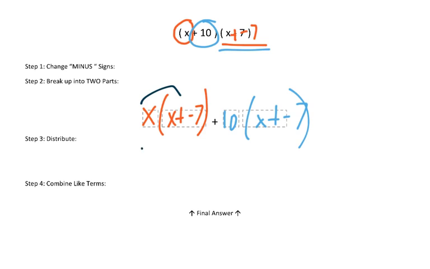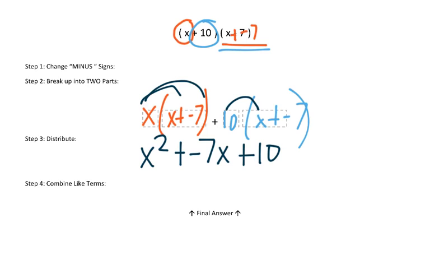X times x is x squared. X times a negative 7 is negative 7x. So I have plus a negative 7x. 10 times x is 10x. 10 times a negative 7 is negative 70.